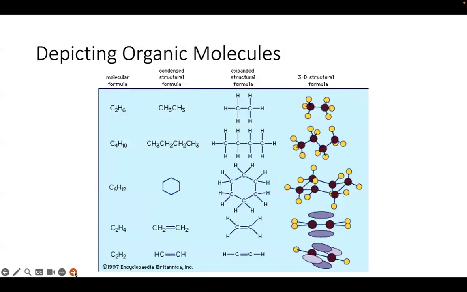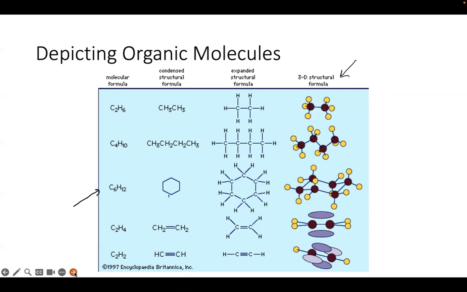So here's another slide showing these 3D models, how to depict different chains here. Something else about organic molecules is that they can form rings, and we'll get to that a little bit later. So this structure here is a cycloalkane ring, which we'll talk about later. I just wanted to show you that slide. So there are some examples.